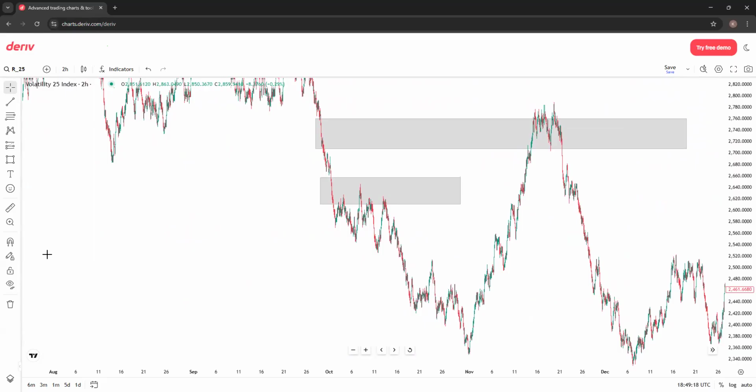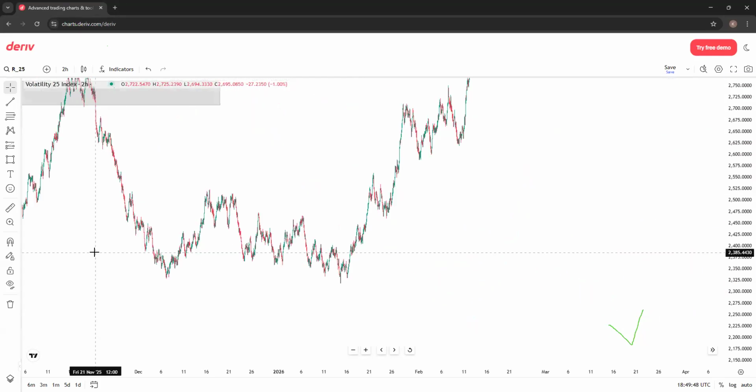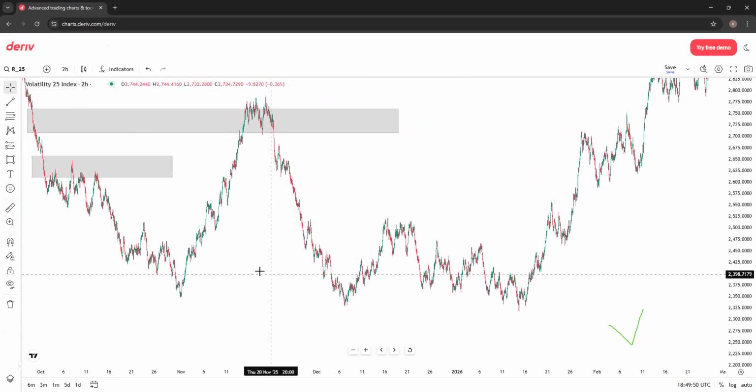What do you see? There was a bit of market structure that played here, a change of character there, a break of market structure, and then it fell down. I hope it's making sense. I really hope it's making sense. I know my voice is boring, but I hope what I'm saying is not boring and is making sense.